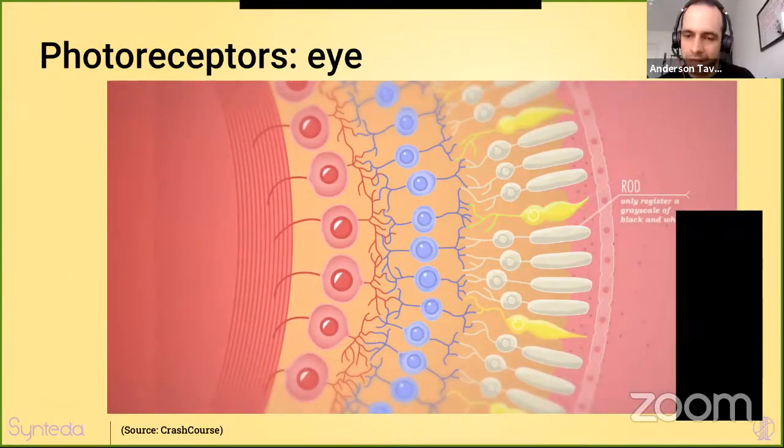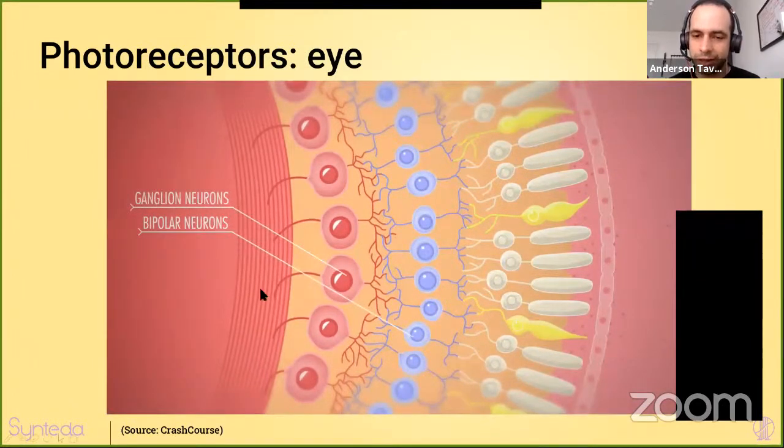We also have rods, which detect the brightness of the light, and we use those rods only at night or when the place is really dark, so we don't have a sense of color here. Also, the activation threshold for the cones is really high, so they don't work in dark conditions, in dark places. That's why we use the rods in our eye.